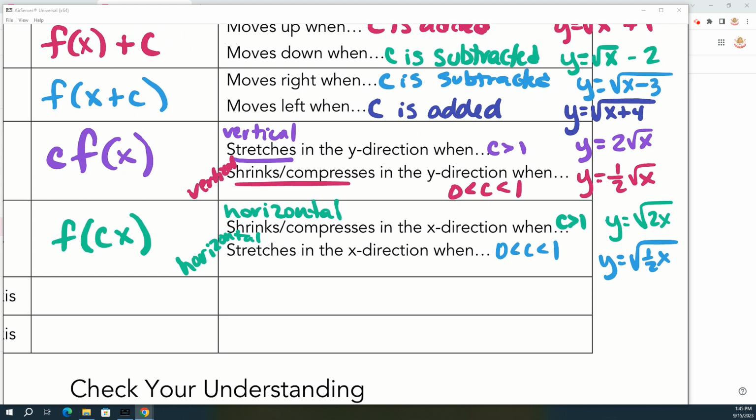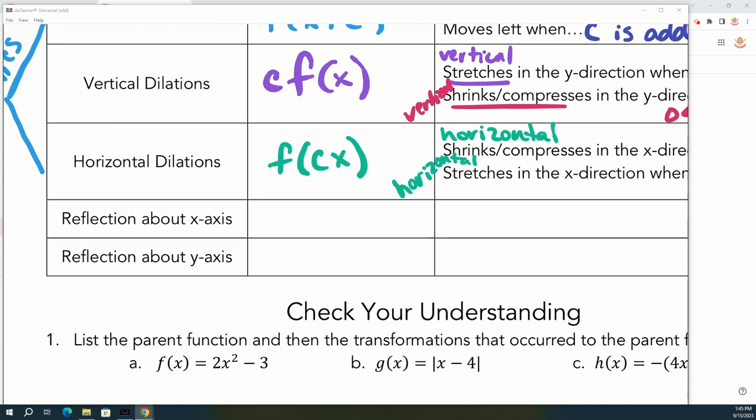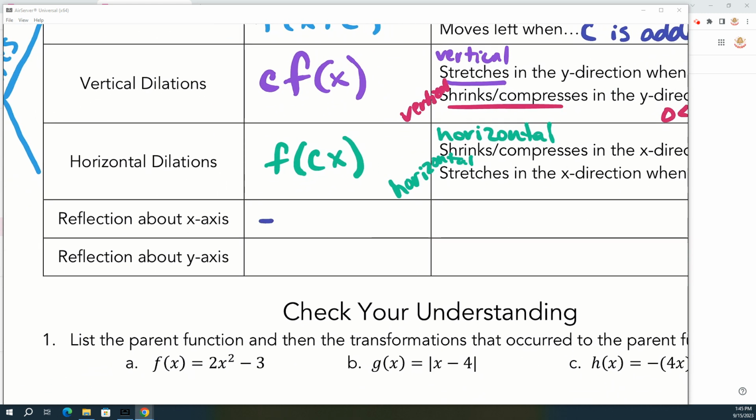All right. And then to do a reflection, it involves a negative. And so if you want to reflect on the x-axis, the negative is out front. And that flips it upside down. So that would be like y is the negative square root of x. And then if you want to reflect on the y, flip it sideways, that's going to be the negative on the inside, or the square root of negative x.